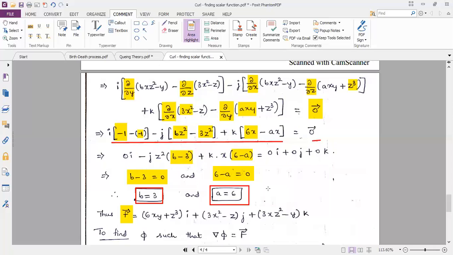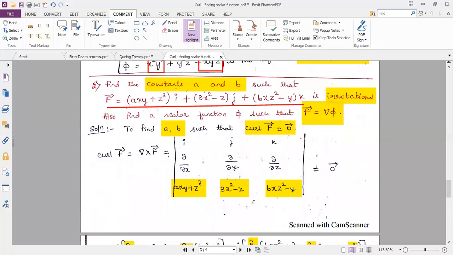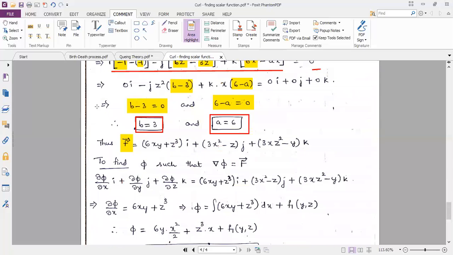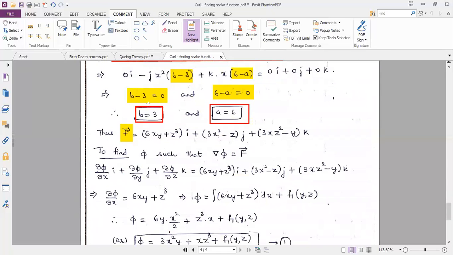Substituting from the given question for a and b, we substitute a equal to 6 and b equal to 3 into the given vector f. So we get the below expression: (6xy + z³)i + (3x² − z)j + (3xz² − y)k.